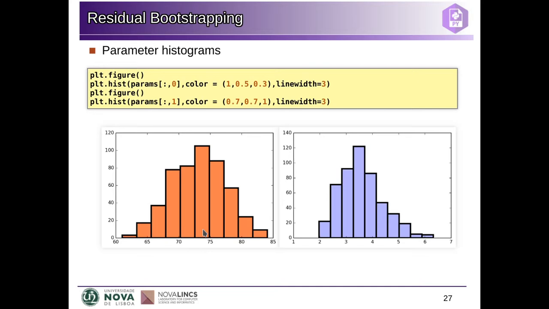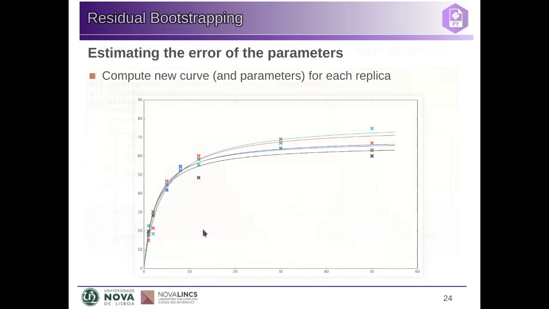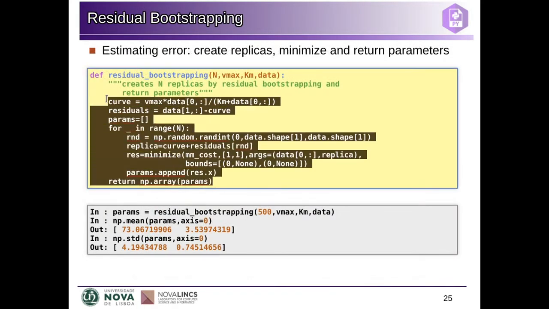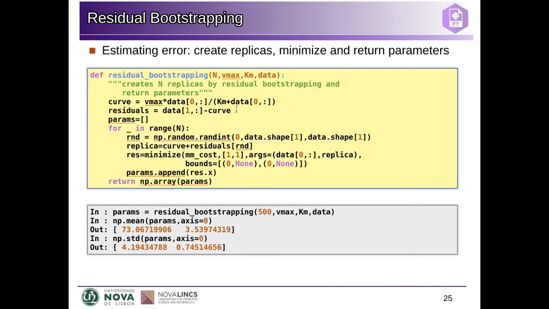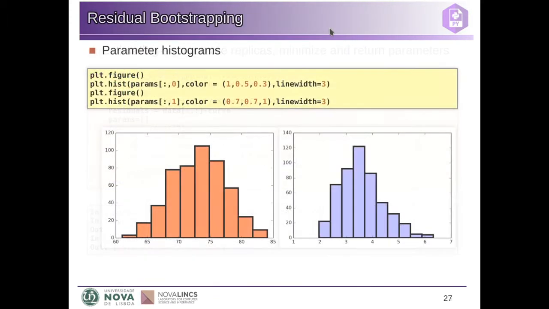But basically the important thing here is that with just about a dozen lines of code, you can go from just having the best parameters you found to having a good idea of how your parameter values are distributed and what the uncertainty is for this distribution. So this is what you get with bootstrapping and residual bootstrapping.